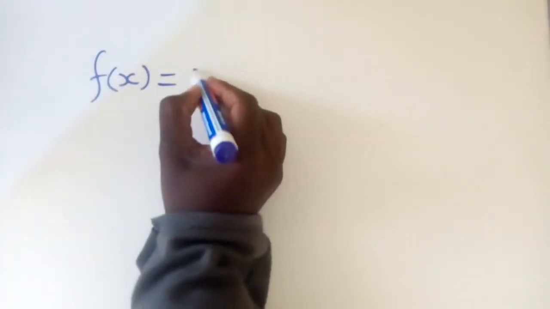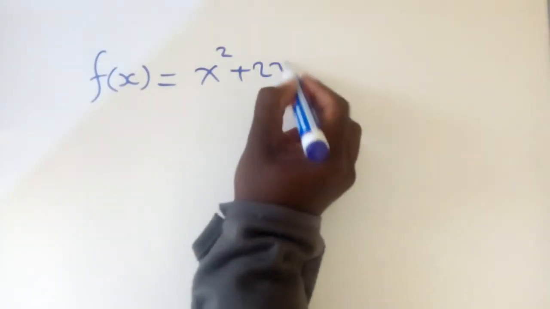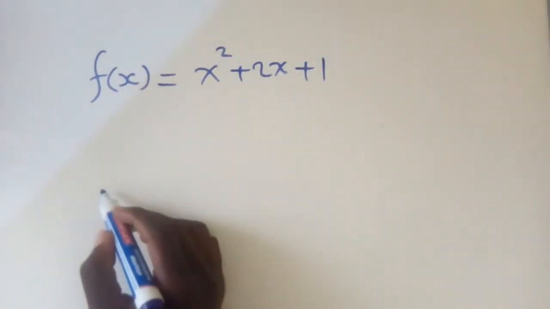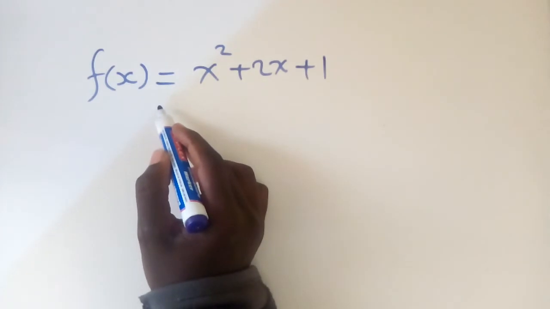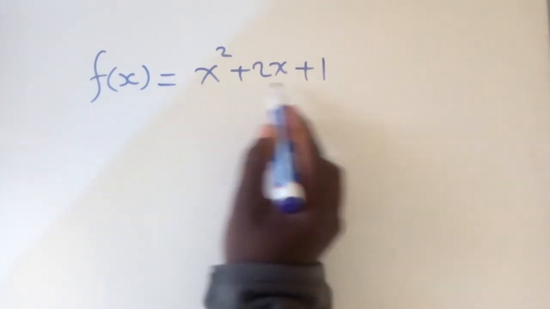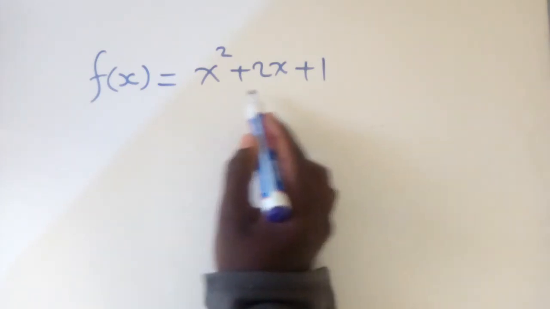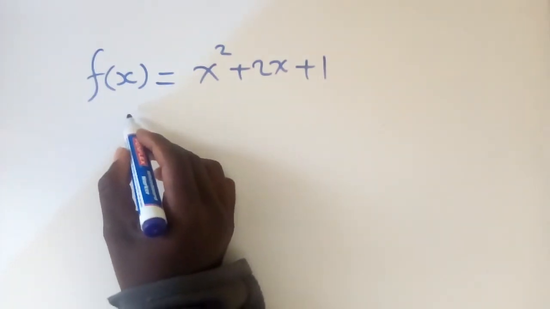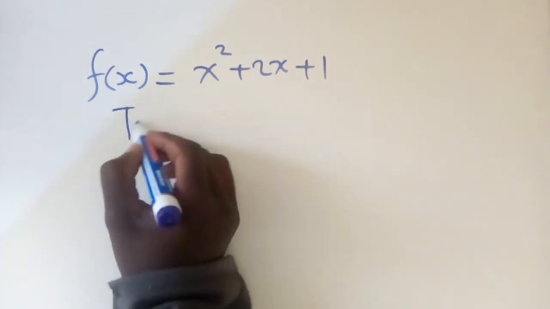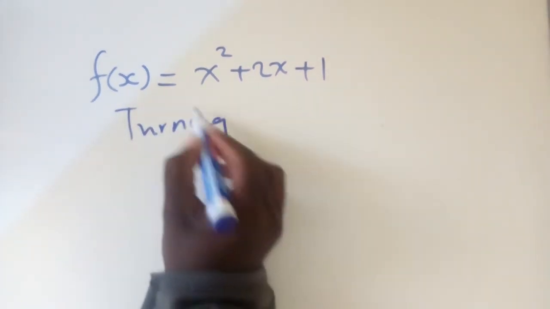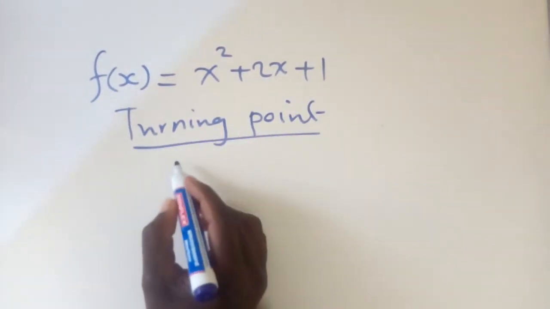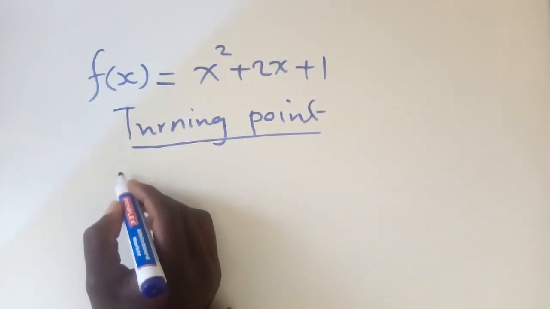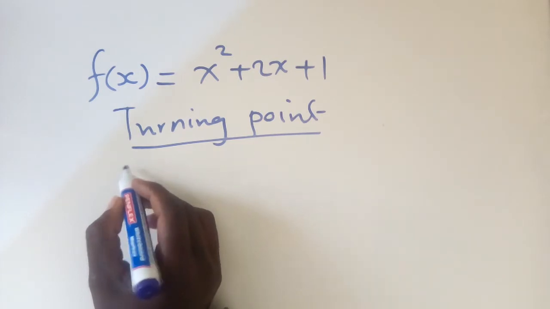Let's say we've been given a quadratic function, x squared plus 2x plus 1, and they say graph this quadratic function. How do you go about it? If you want to graph this quadratic equation, the first thing will be to find the turning point. For us to find this turning point, we first need to find either the x value at the turning point or the y value.